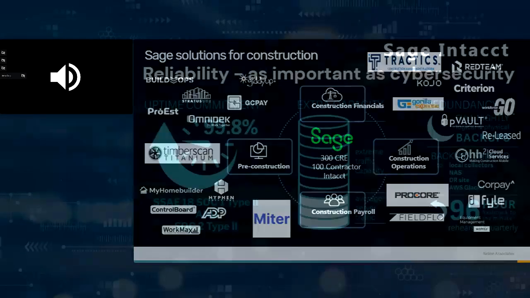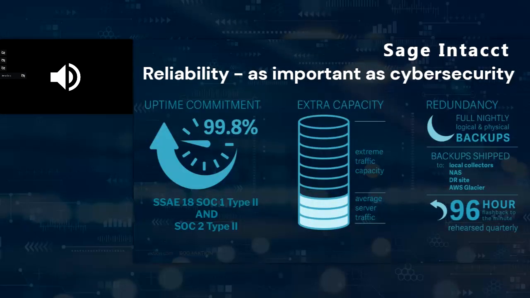I do get questions about things like security and backups and things like that. So Sage does have an uptime commitment of 99.8% of the time. Somebody asked me, what's that point to? Well, for instance, we're going to get a brand new update on Saturday. Well, that's the point too.